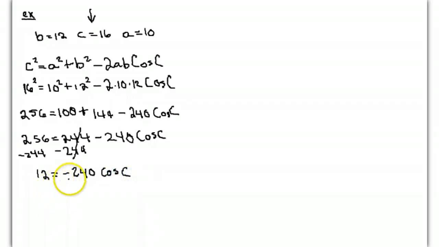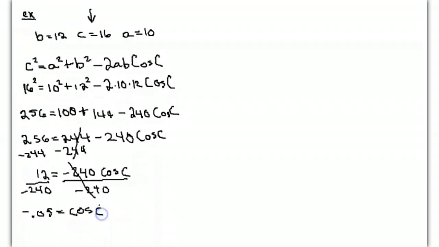How do you get the negative 240 off of the cosine C? Divide. So you got to divide by negative 240, both sides. And when you divide 12 by negative 240, what does that give you? It's going to give you a decimal. It's going to be a negative point something. Negative 0.05. Negative 0.05 equals cosine C.